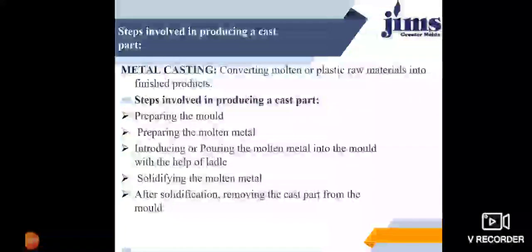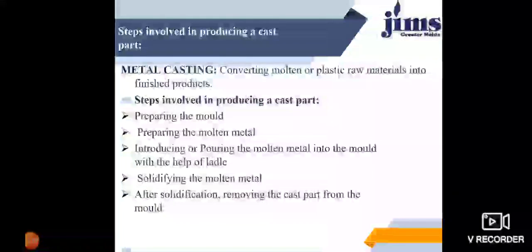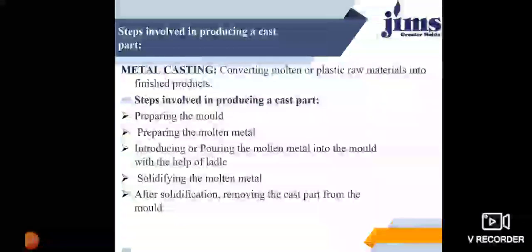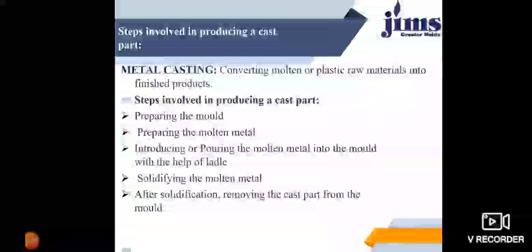Then we pour the metal into the mold with the help of a device called a ladle. With the help of this ladle, we pour the molten metal into the mold, and the pattern gives the shape of the object we want to make. The next step is solidifying the molten metal. We keep it for some time so that it gets solidified, and after solidification we remove the casting part from the mold. This is how a cast part is produced.